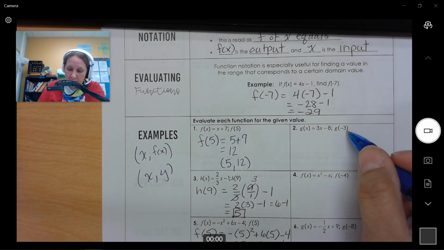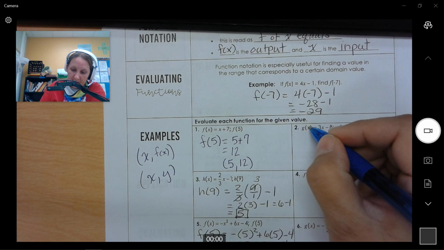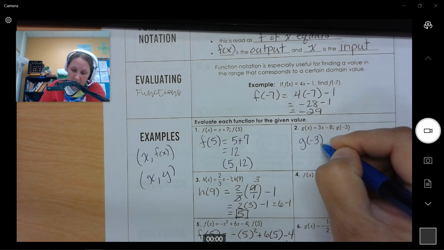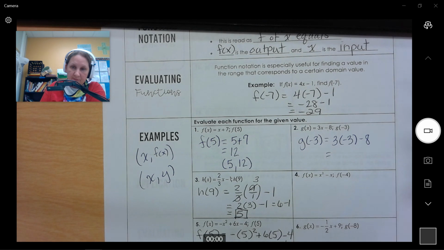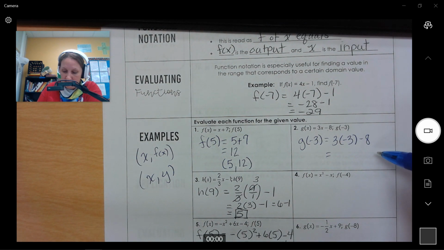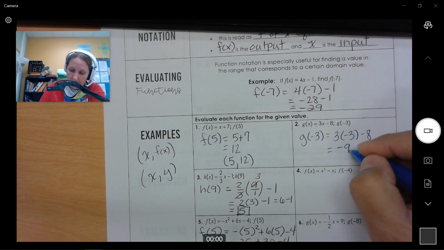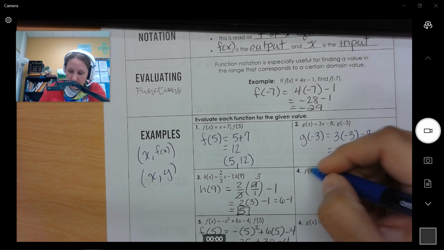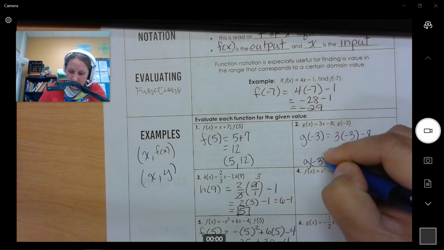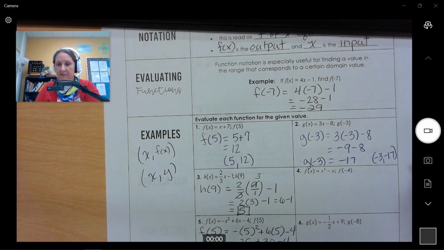So let's do another one. We're going to put -3 into every place we see an x, including inside here. So g of -3 equals 3 times -3 minus 8. And now we simply use PEMDAS to find the solution. So 3 times -3 is -9, minus 8 gives us -17. So that is what g of -3 is. Or another way to write it is -3, -17 as a point.